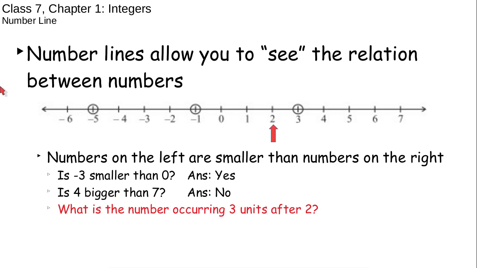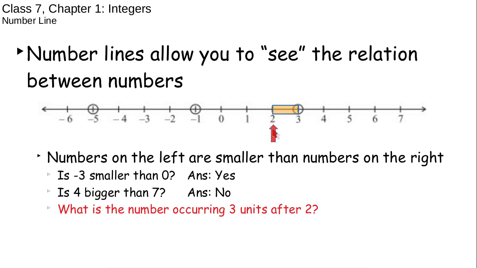Now let's answer a few more questions. What is the number that occurs 3 units after 2? Remember, we told you that between these two small lines are units of a number line. So what is the number occurring 3 units after 2? Let's find that out. Let's count the number of units after 2.